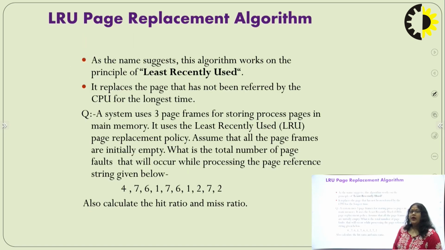Now LRU. LRU means least recently used. So the basic difference between LRU and FIFO is that in FIFO we always counted the oldest one as the oldest, but in least recently used, if the element is present again, we have to count that particular element as a new one. So this is the basic difference between LRU and FIFO.